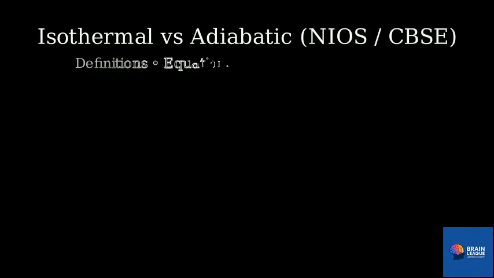In this lesson for NIOS and CBSE chemistry, we will compare two very important thermodynamic processes, the isothermal process and the adiabatic process. We will build intuition with pictures, write the key formulas, draw the pressure-volume diagram, and finish with short numerical examples you can copy in your exam practice.